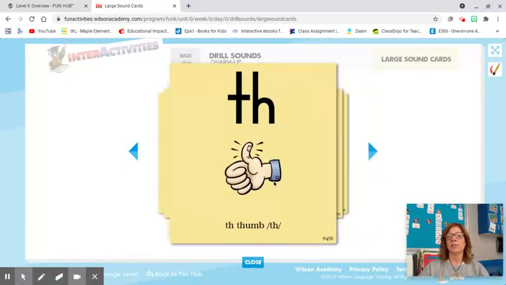TH, thumb. TH, thumb. Now this sound can be tricky to make. When you say this sound, you're going to put your tongue kind of between your teeth, and then you're going to push kind of up with your tongue. It's very hard to hear, and sometimes it's hard to make. So practice making that sound. Okay? TH, thumb.